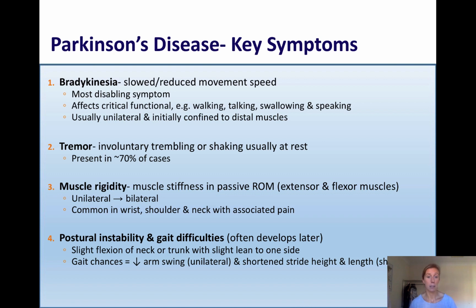Finally, postural instability and gait difficulties, okay? So again, it develops a little bit later down the disease progression. What we often see is a slight flexion of the neck or the trunk with a slight lean to one side. So we often start to see this forward posture over time. Gait changes, so reduced arm swing, which is typically only unilateral to begin with. We can get a shortened stride height and length, and that leads to the shuffling that we might see in our patients, okay?